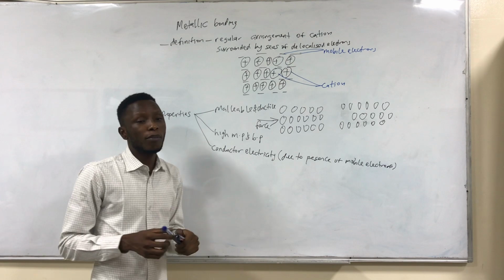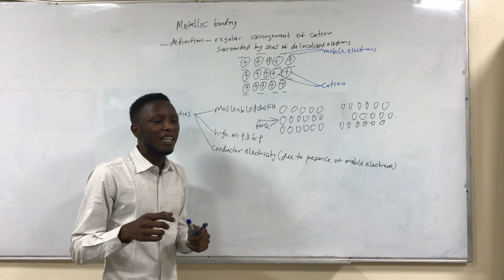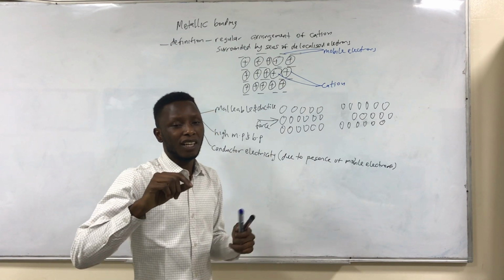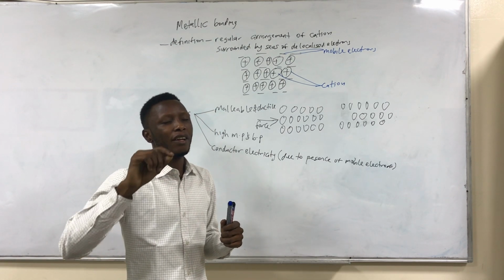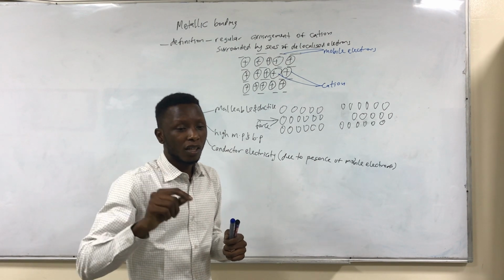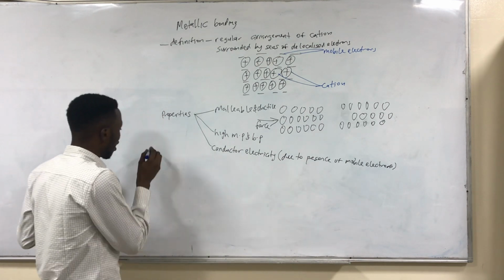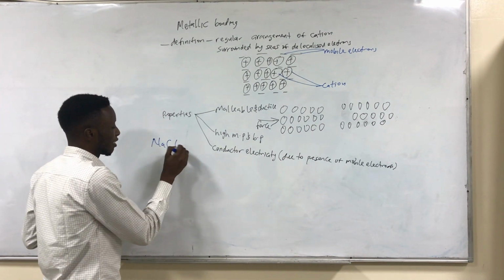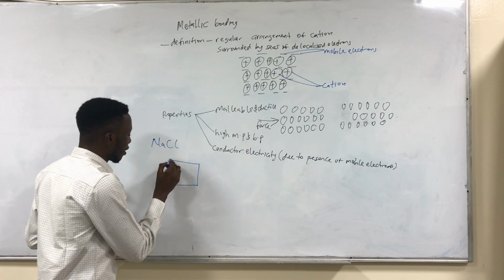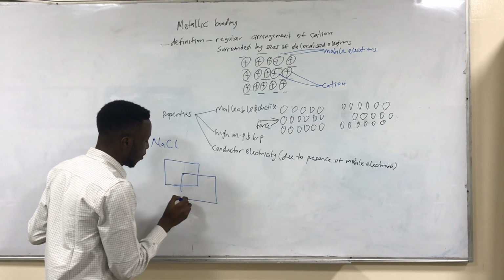Now, for ionic bonding, they have what we call an ionic lattice. The ionic lattice is a regular alternating arrangement of oppositely charged ions. Let me give you an example. Let's use sodium chloride as an example. Sodium chloride has a cubic structure. We are just talking about the structure of ionic compounds, so it has a cubic structure.